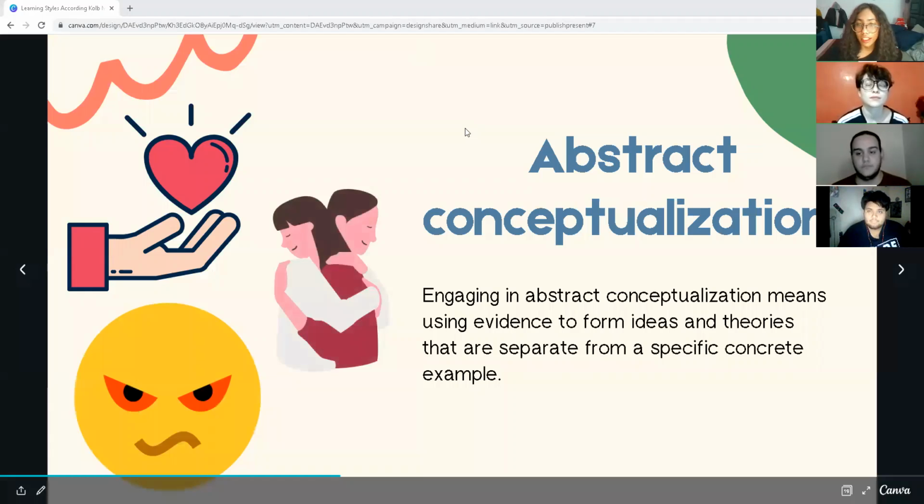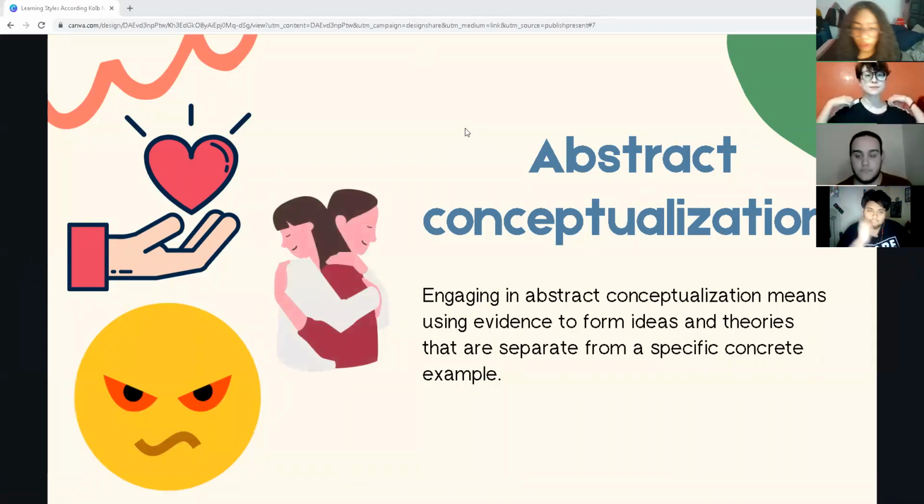Next is abstract conceptualization. Each step of the Kolb cycle is fairly straightforward. However, the third step can be somewhat complicated and deserves a closer look. So when it comes to abstract conceptualization, one of the best ways to understand what it is might be to first understand what it is not.